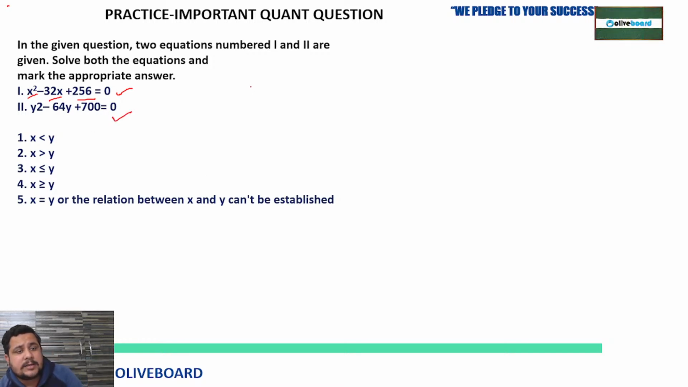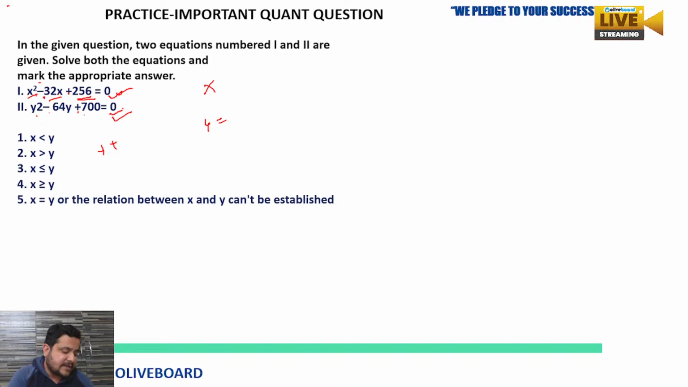Now see here, tell me the value of x and y. Because minus plus means both the roots will be positive. So here you need to calculate it. x square minus 32x plus 256 equal to 0. y square minus 64y plus 700 equal to 0. Tell me the answer fast.